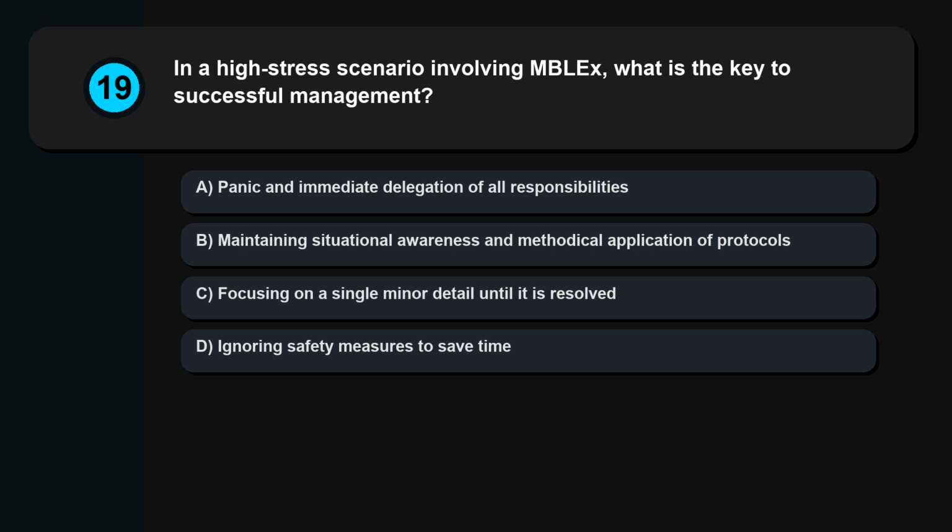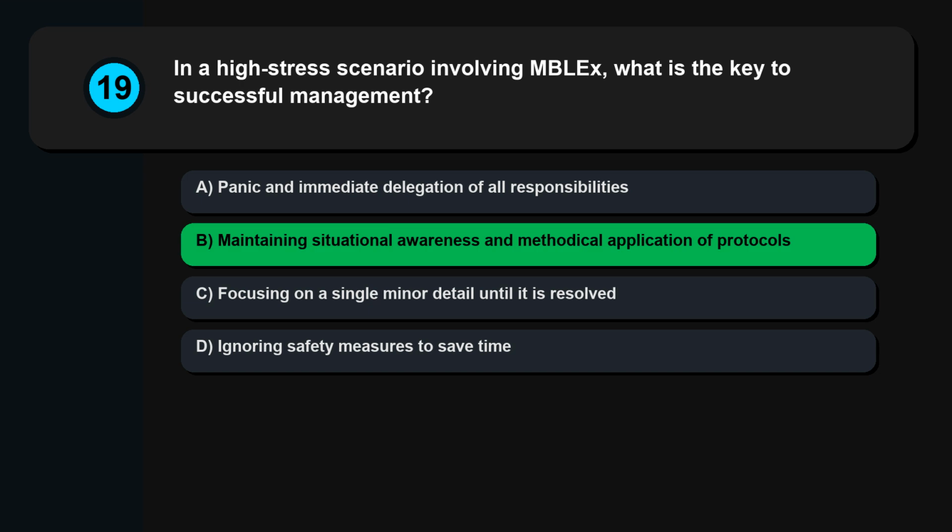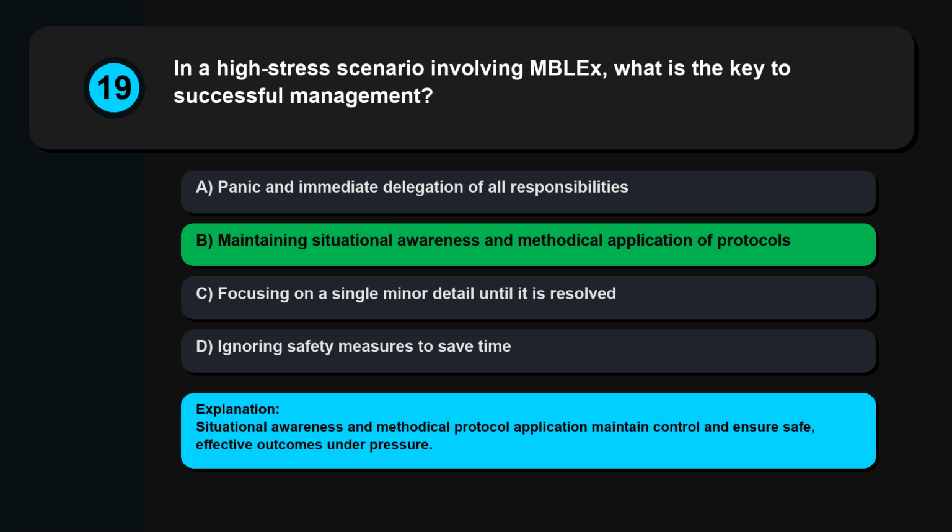Question 19. In a high-stress scenario involving MBLEx, what is the key to successful management? Panic and immediate delegation of all responsibilities, maintaining situational awareness and methodical application of protocols, focusing on a single minor detail until it is resolved, ignoring safety measures to save time. Situational awareness and methodical protocol application maintain control and ensure safe, effective outcomes under pressure.